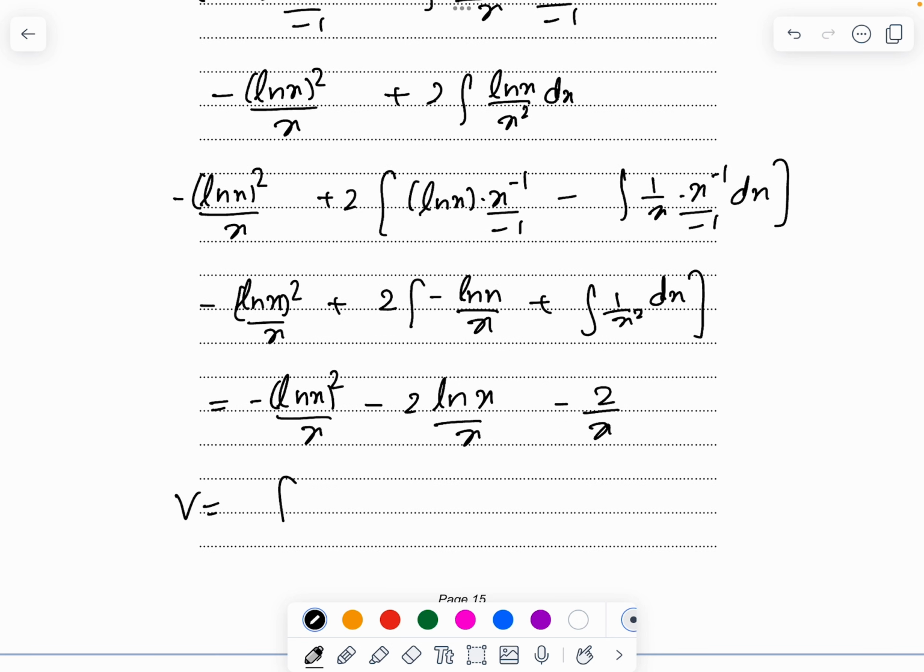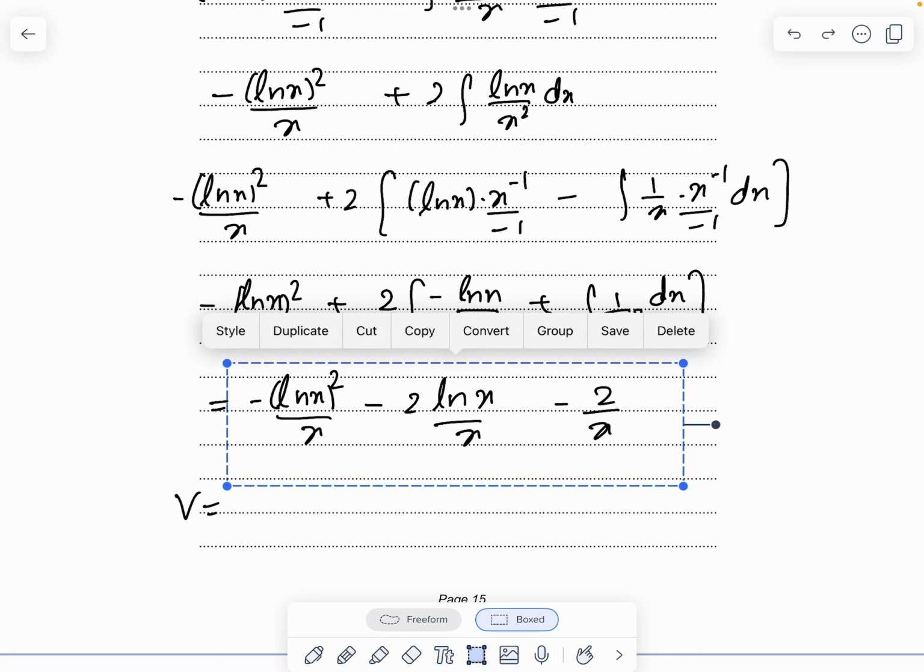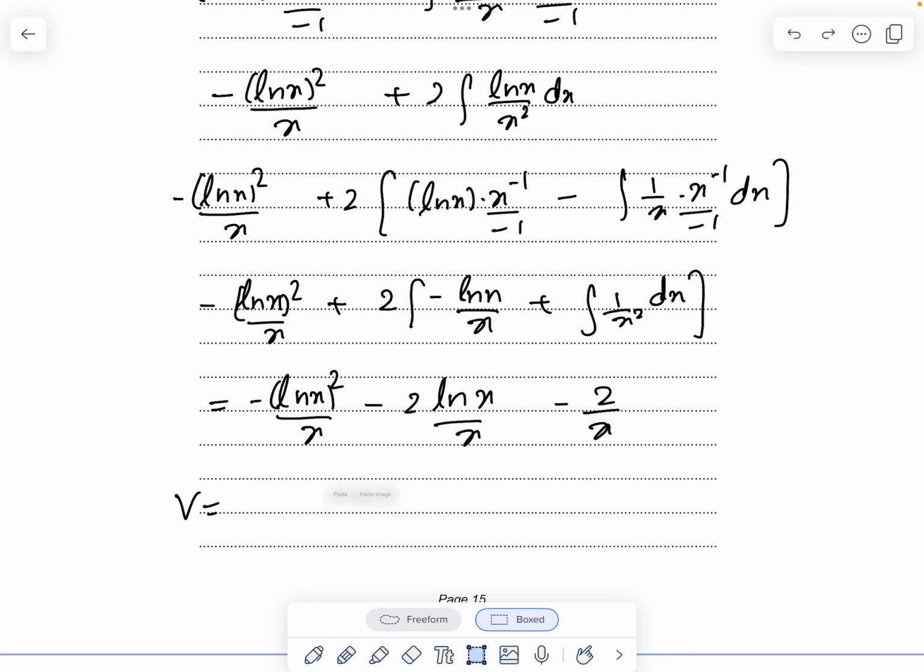For finding the volume, what should I be doing? I should be taking this entire expression and applying the limits to it.